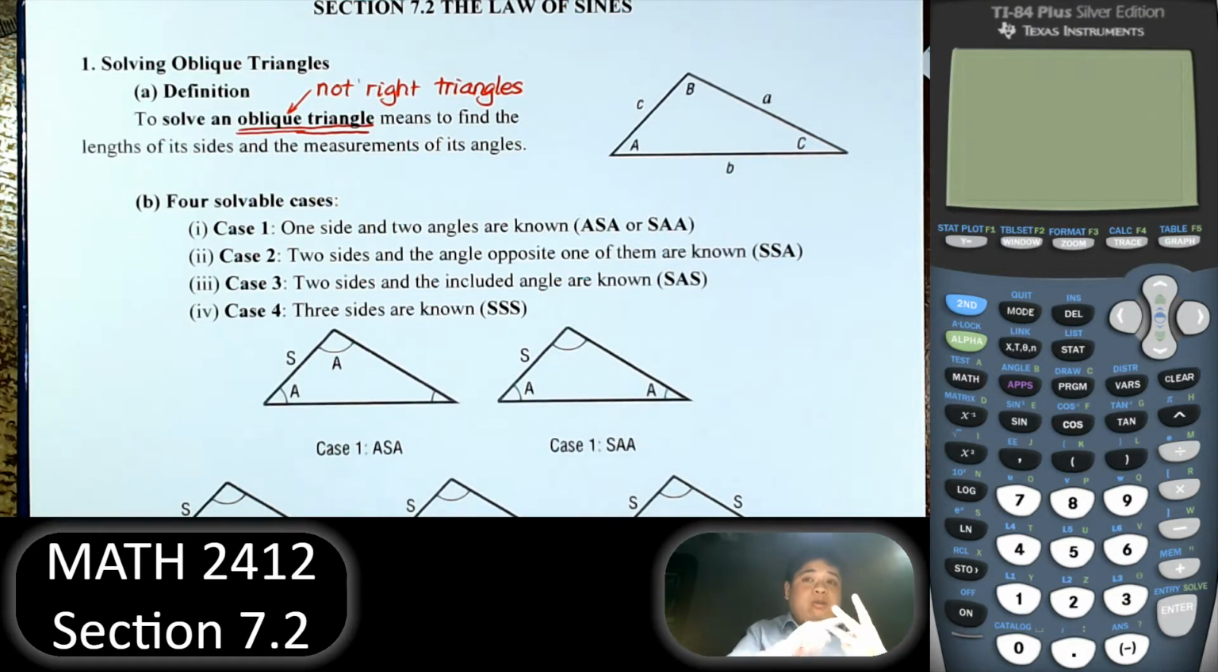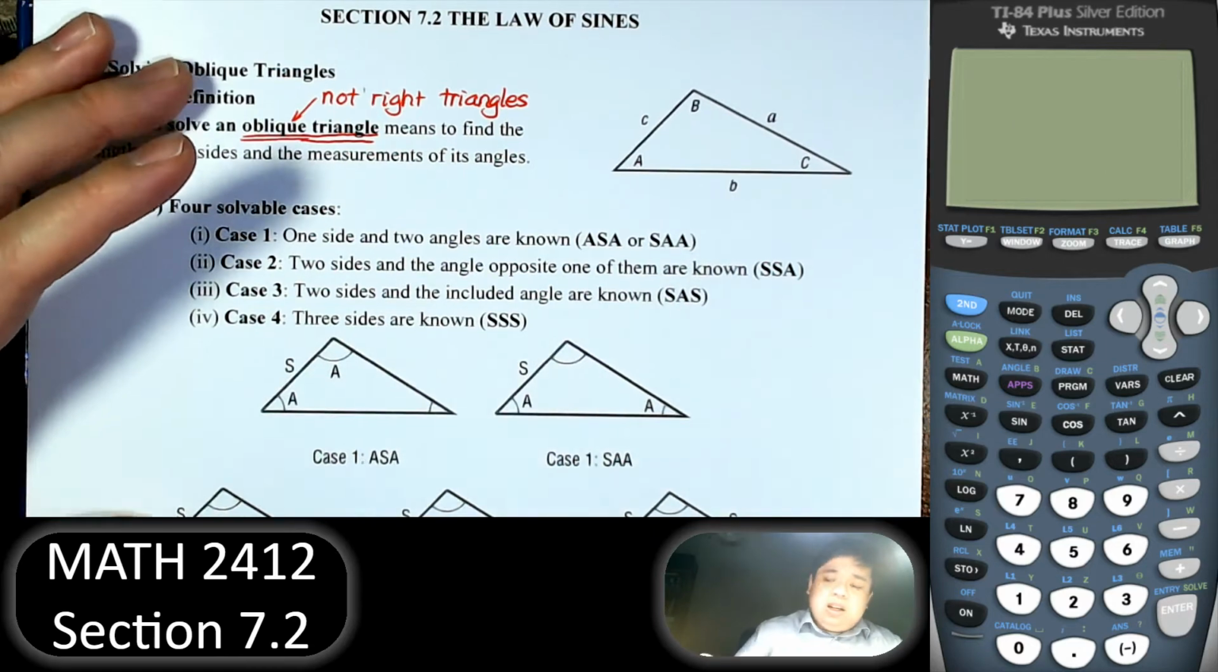But one of those pieces of information has to be a side. We cannot have three angles, because if we have three angles, that's kind of redundant. We only need two angles, and the last one can be subtracted from 180. So having all the angles is not enough. We need three pieces of information, and one of them is a side. If that is the case, then we can find the solution.